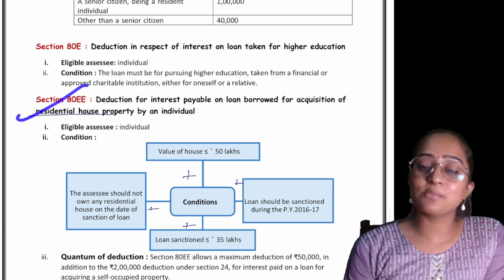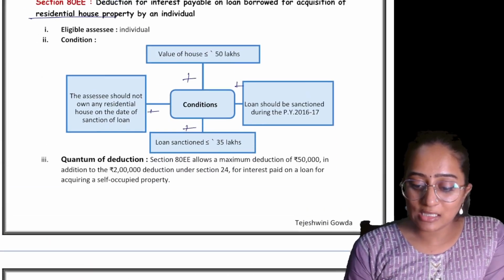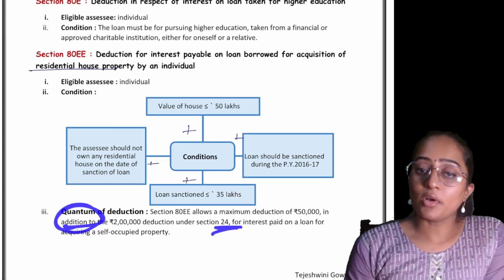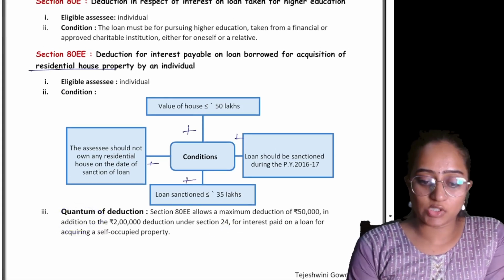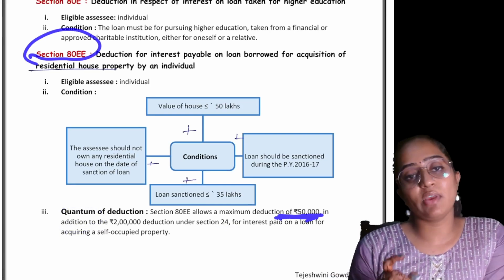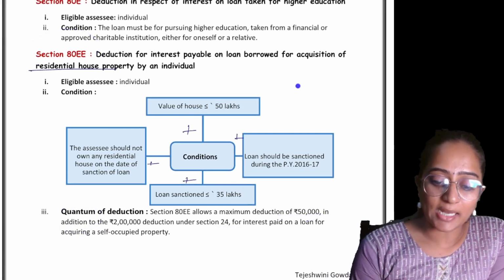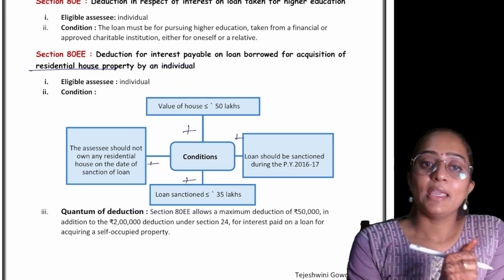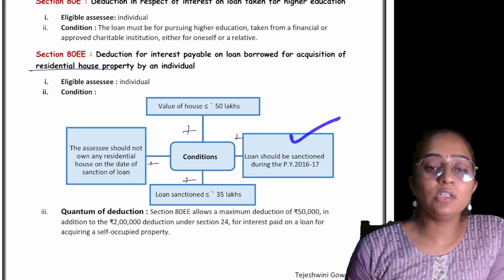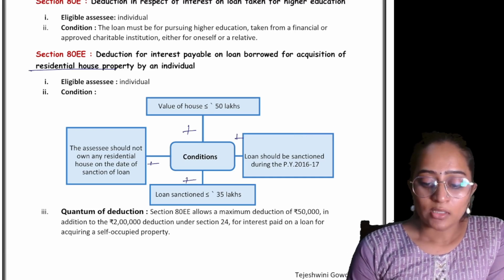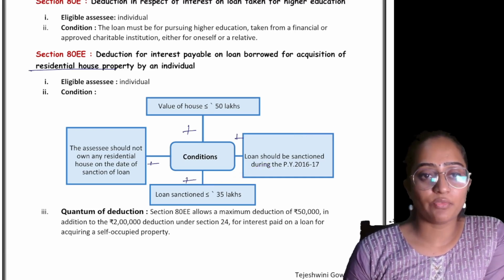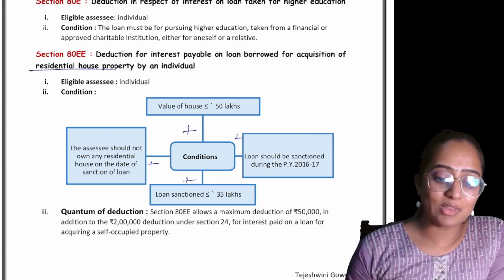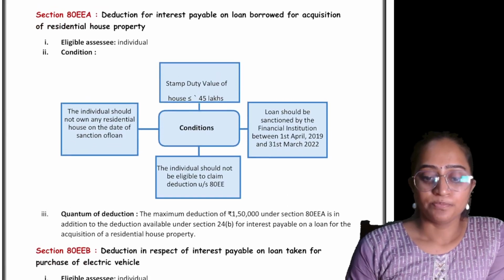Now, this section becomes an advantage to you because this is in addition to section 24B. In order to take advantage of this section, 80EE, where the maximum deduction available is 50,000, you need to satisfy these conditions. The value of the house shall be less than or equal to 50 lakh, and the loan shall be sanctioned during the PY 2016-17 only. The loan sanctioned shall be less than or equal to 35 lakh. The assessee should not own any residential house on the date of sanction of the loan. If all the conditions are satisfied, you will get the deduction.